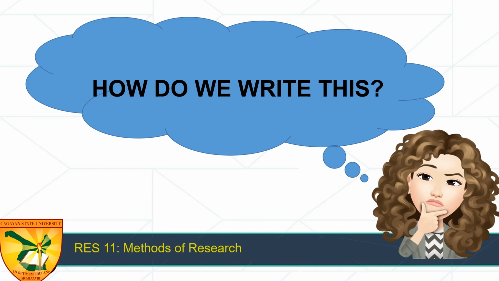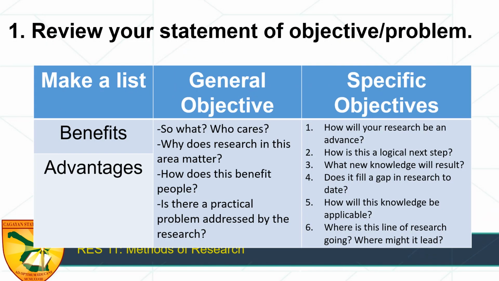So how do we write this part? When writing this section, first you think about the statement of the problem. So what are the benefits or advantages of the study based on the statement of the problem? So you first review your statement of the objective or problem. So for example, your general objective is to determine the prevalence of non-fully immunized children in the indigenous mothers.